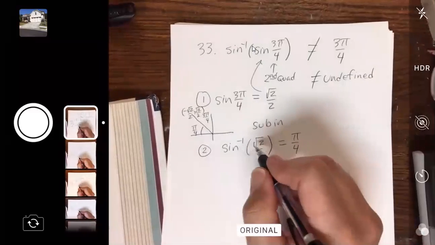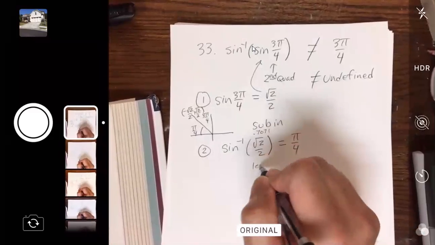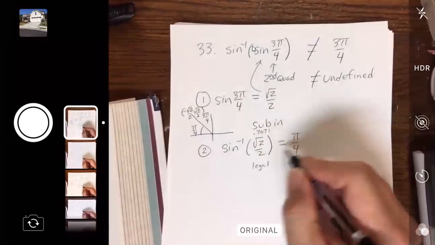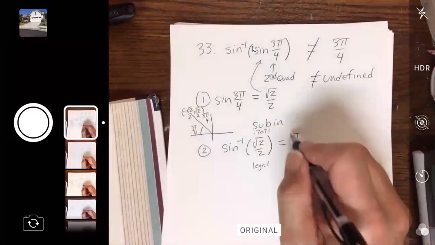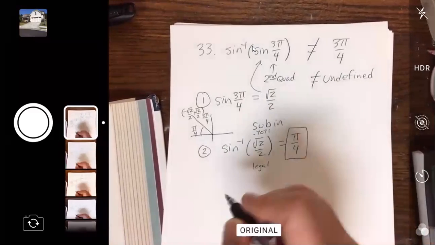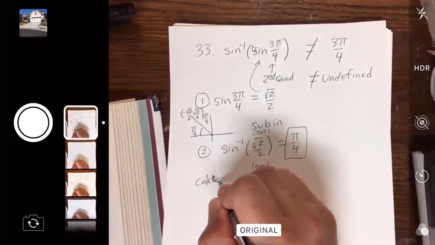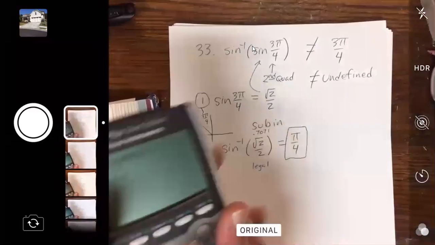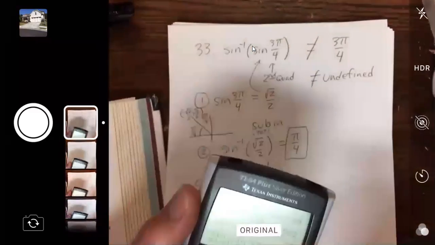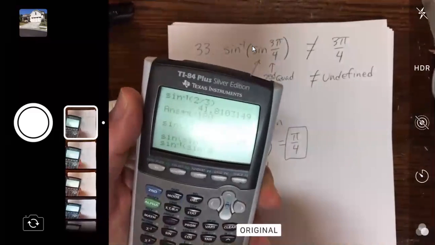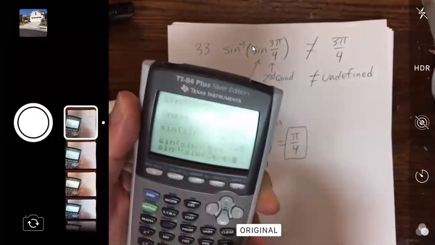Because now you're looking for, this is 0.707, so it's in the domain. This is legal. The angle on the right half circle would be pi over 4. And you can punch this on the calculator: arcsine of sine of 3 pi divided by 4.